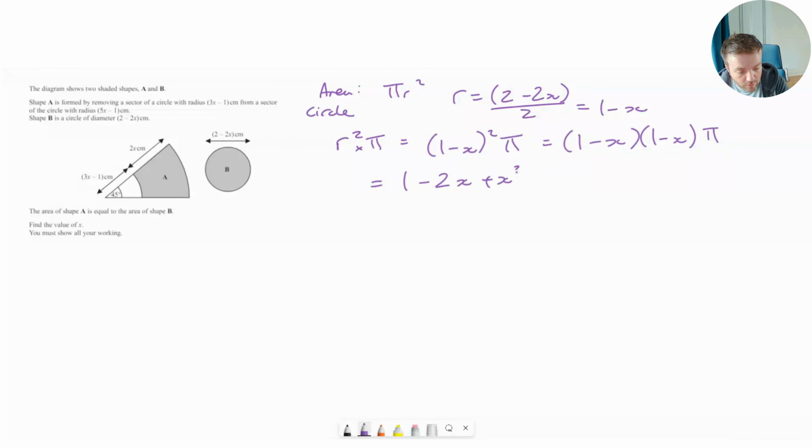1 minus 2x, plus x squared. And effectively, it's all going to get multiplied by pi. We'll leave that bit till later. Let's double underline that, because normally the pi's will cancel out in an uncalculated question.